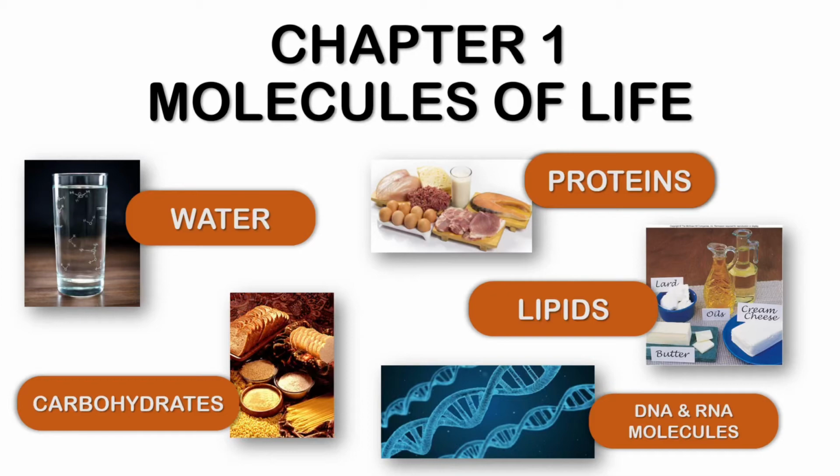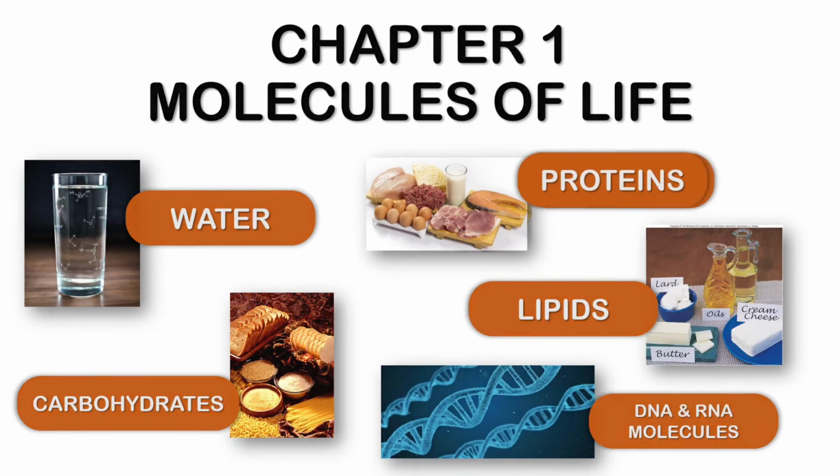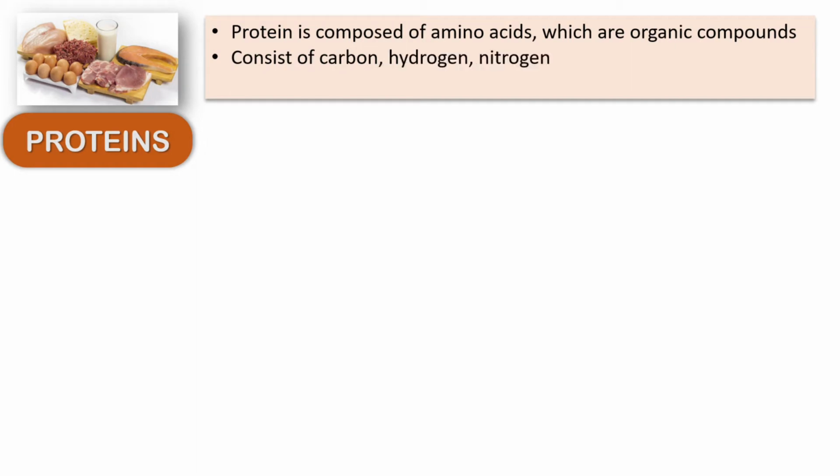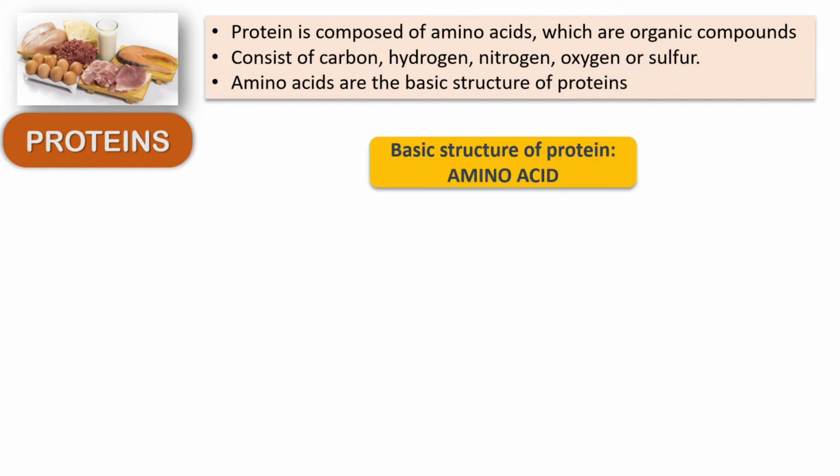Hello everyone. In this video you will learn about protein molecule. Protein is composed of amino acids, which are organic compounds. Protein consists of carbon, hydrogen, nitrogen, oxygen, or sulfur. Amino acids are the basic structure of proteins.